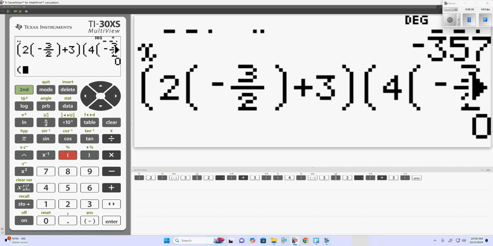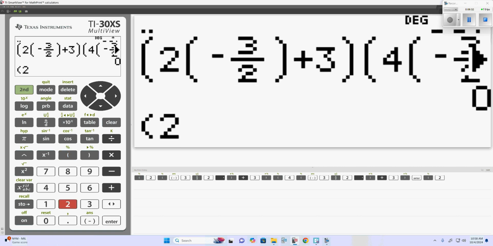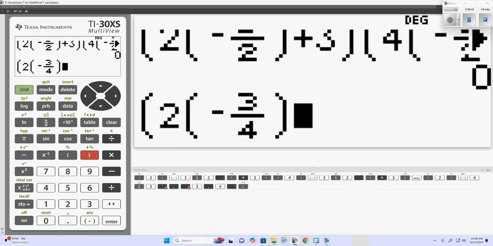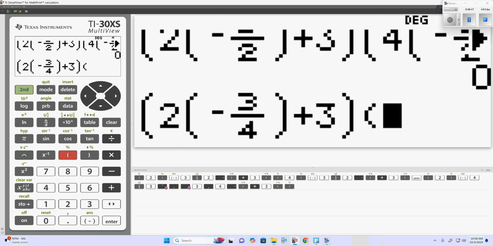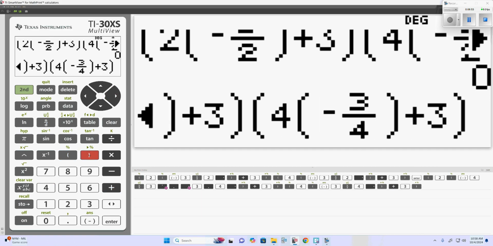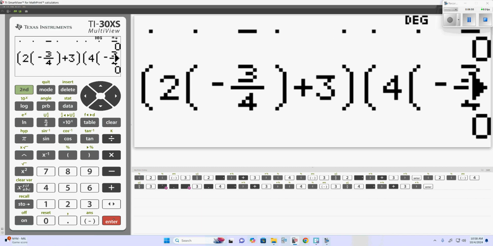We could do the same thing with our negative 4, not negative 4/3. It would be negative 3/4 plus 3 times 4 times negative 3/4. And this also gives us 0. It gives us exactly what we wanted.